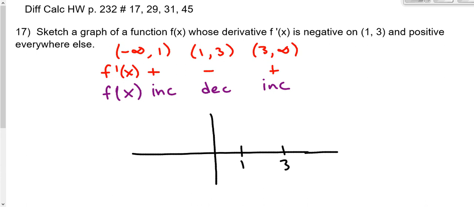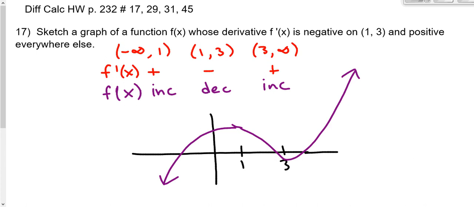All right, so we can make something that looks like it's increasing until we get to x equals 1, and then it's decreasing until we get to x equals 3, and then it increases again. I'm going to do that a little bit better. Okay, so increasing till we get to 1, decreasing till we get to 3, and then increasing again, something like that. Another idea would be to make it increase, decrease, increase, and then put your 1 and 3 in place at the appropriate spots.